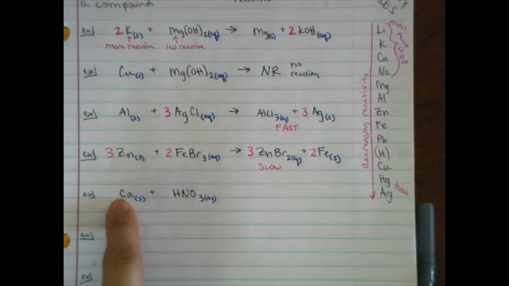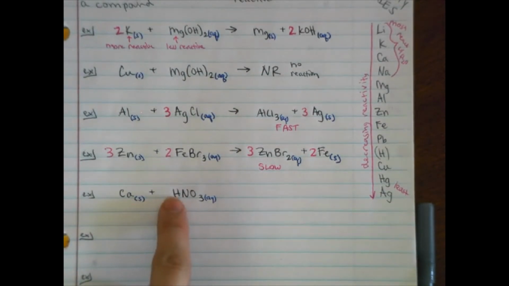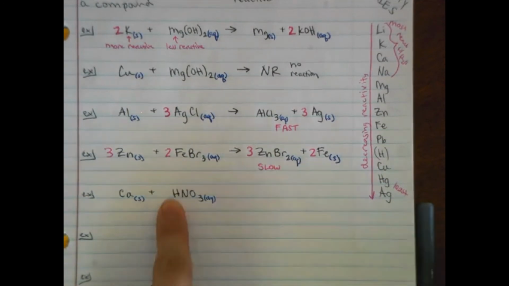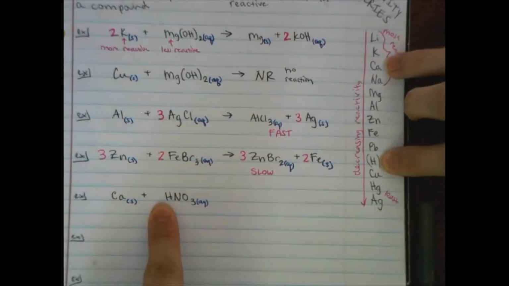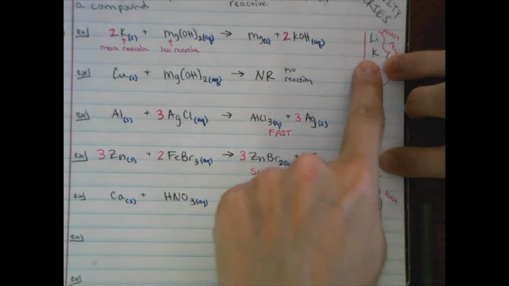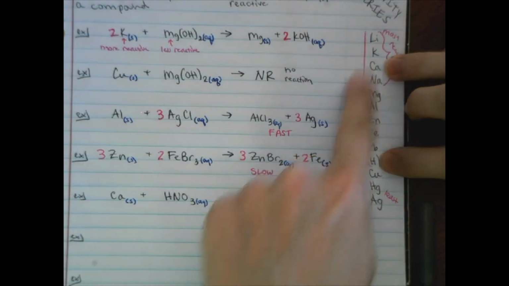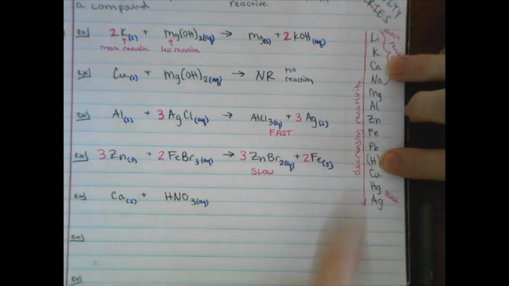Okay, calcium is a metal. It's going to do a cation replacement is another way we can describe this, because hydrogen is not a metal, but it is in the cation spot. So what I have to do is compare calcium and hydrogen. Yes, calcium is more reactive than hydrogen, so this will happen.